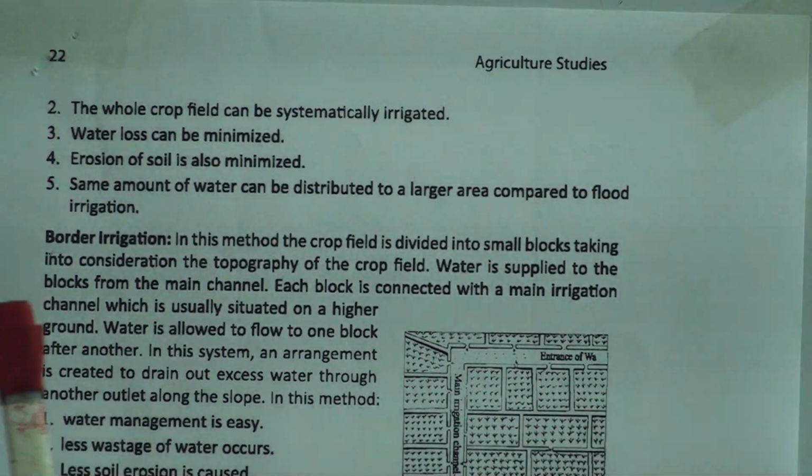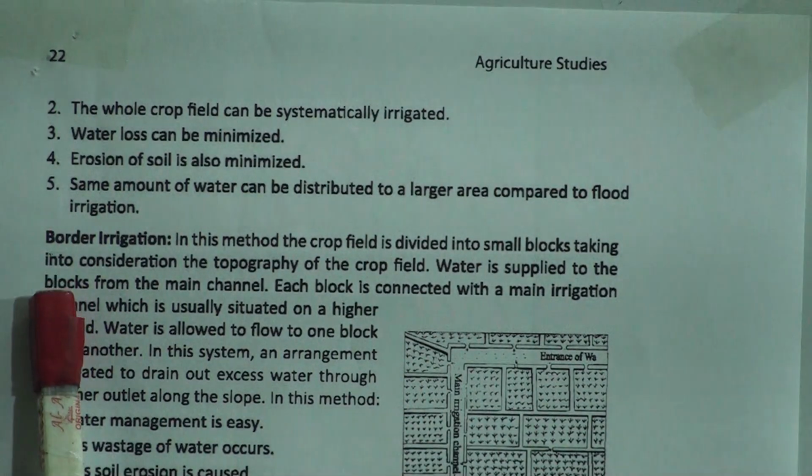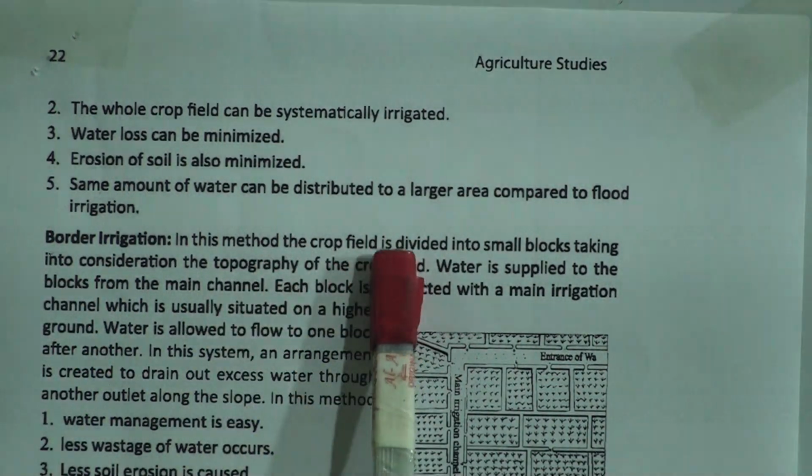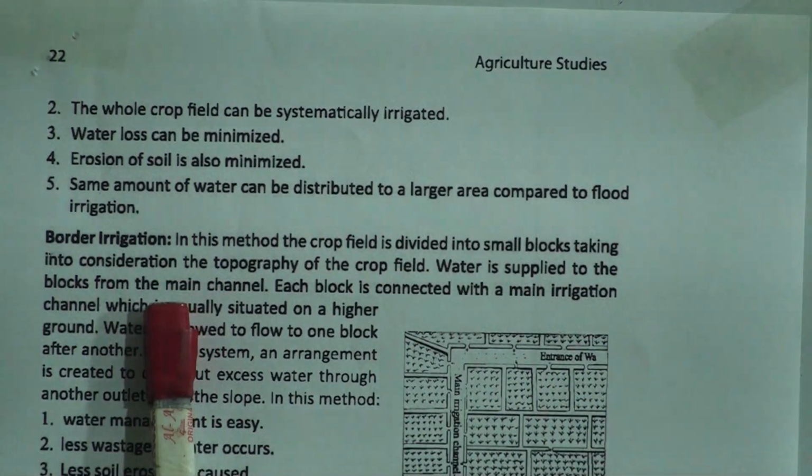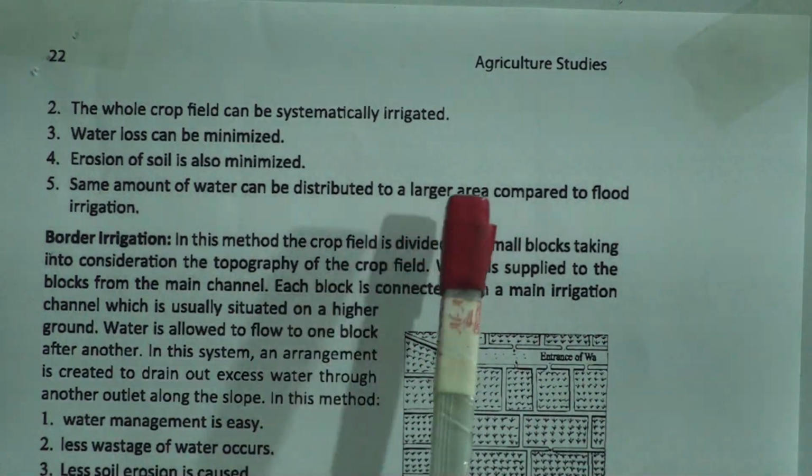Now we will know about number 3, border irrigation. In this method, the crop field is divided into small blocks taking into consideration the topography of the crop field.